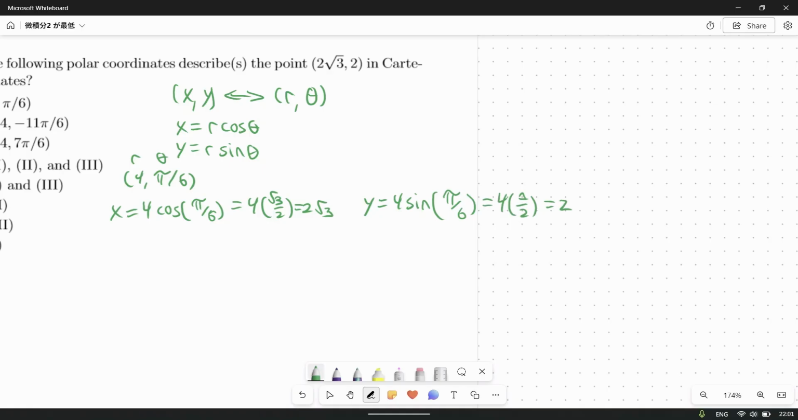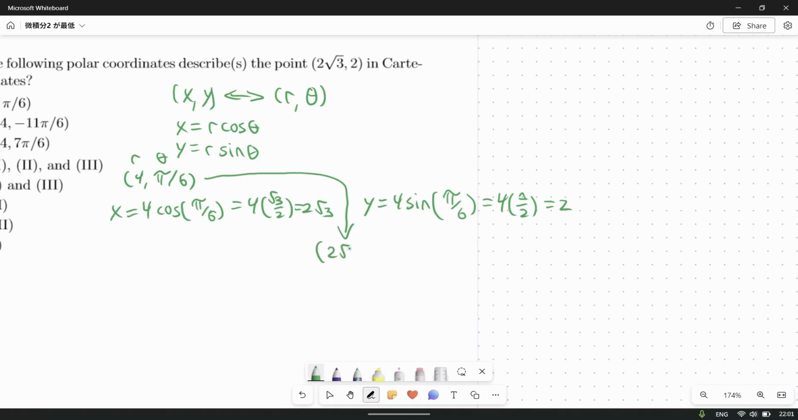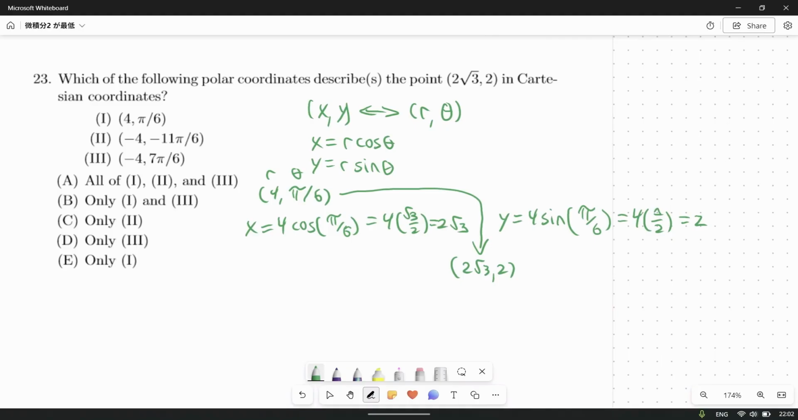So when we combine this back into our coordinate plane, this is going to turn into 2 root 3 and 2, which does in fact match up with our target here. So we can say that the first choice describes the point 2 root 3 and 2 in Cartesian coordinates.